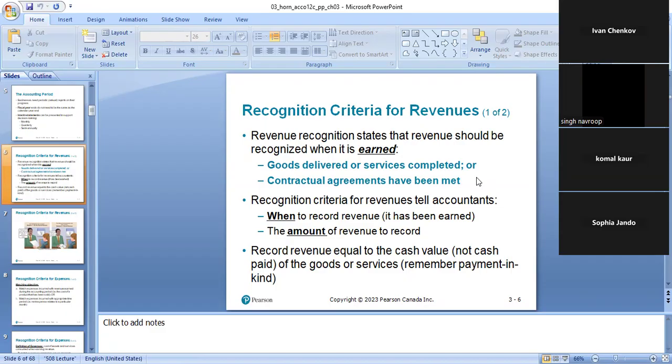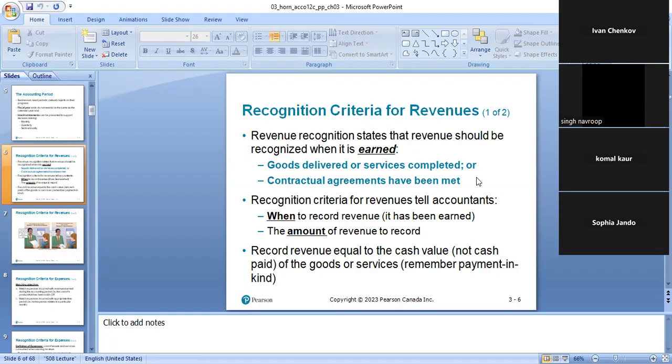Simple answer will be, we have to check. What do we have to check? Did they earn the revenue? What does earn the revenue mean? Earn the revenue means they delivered the service or you received the goods, or if there's a contract, all the contractual agreements have been met. So the question is, yes, Douglas College received your cash.